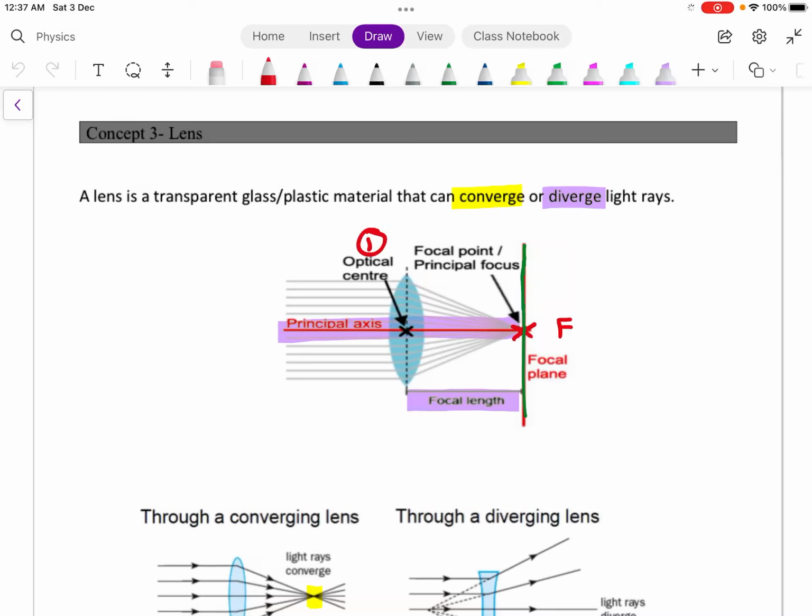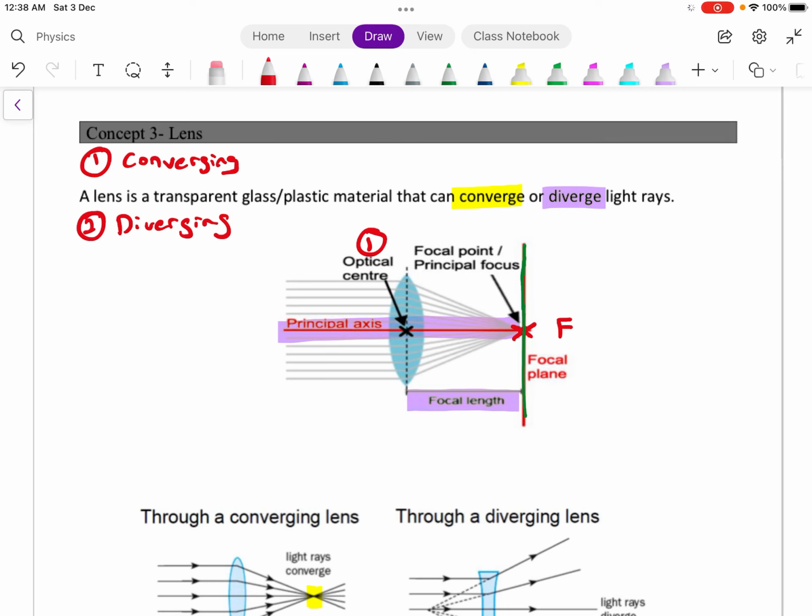Right, so the last concept will be on lens. Okay, so there are two types of lens that we need to learn under the O-level or IP syllabus. So the first will be known as your converging lens. The second will be known as your diverging lens. Okay, so first thing first, what is your lens? So lens is actually a transparent material, of course it can be made of glass or plastic, that can converge or diverge light rays.